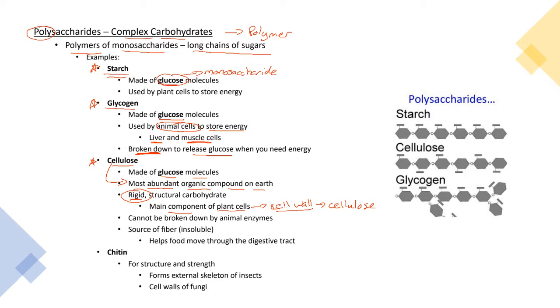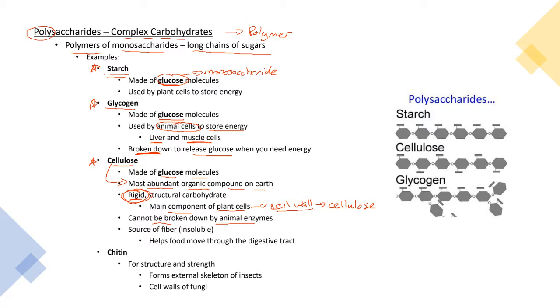Because cellulose is so rigid and so strong, it cannot be broken down by animal enzymes. That is why you cannot break down cellulose. It eventually becomes part of the fiber component of your diet, because you cannot break it apart.